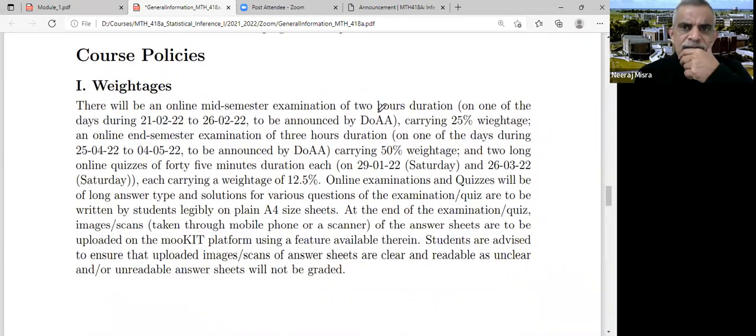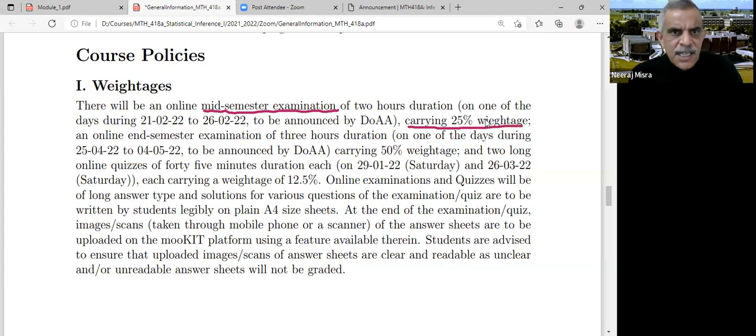There will be an online mid-semester examination of 2-hour duration on one of the dates between 21st February to 26th February. This will carry 25% weightage. So one mid-semester examination will carry 25% weightage. And it will be held during the dates which are mentioned in the academic calendar. The exact date for our course would be decided by the TOA, and it will be communicated to everybody in due course.